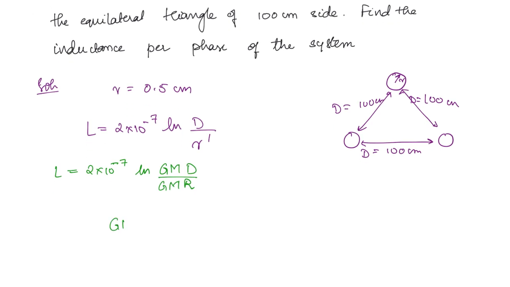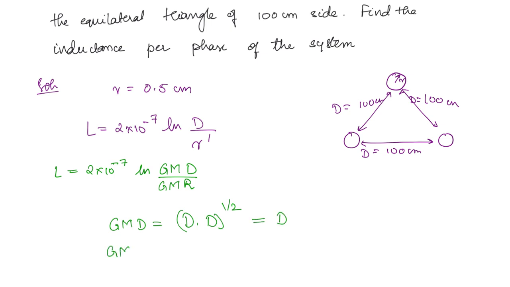So here the geometric mean distance is between each of the phases. So if you take one phase, then the distance with this conductor, this is the other phase, second phase, and with the third phase, to the power 1 by 2, because there are two distances involved. So d into d to the power 1 by 2. This is equal to d.